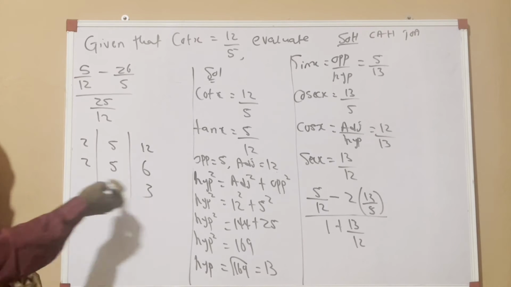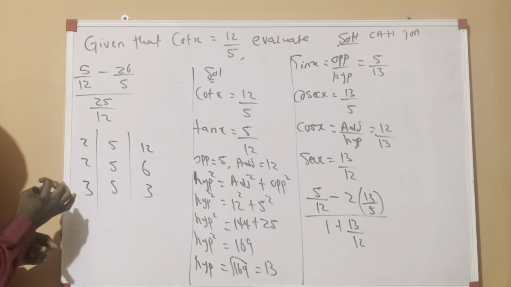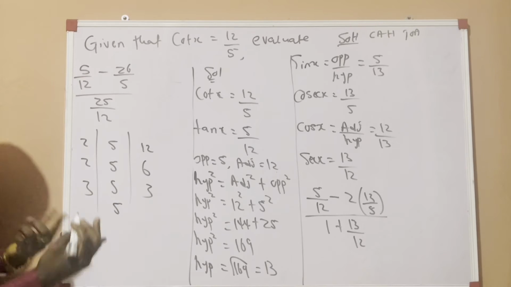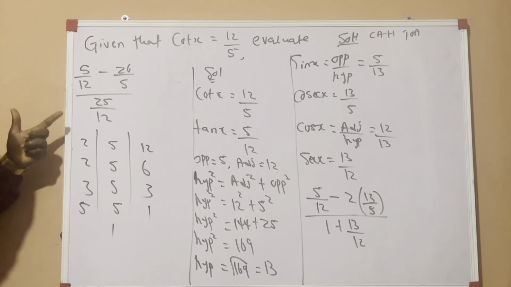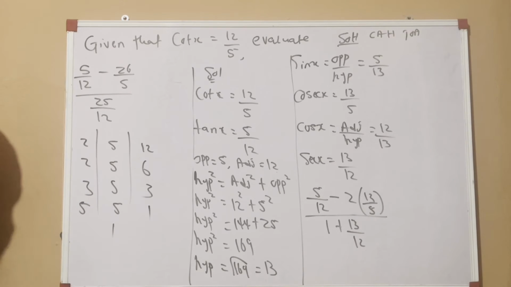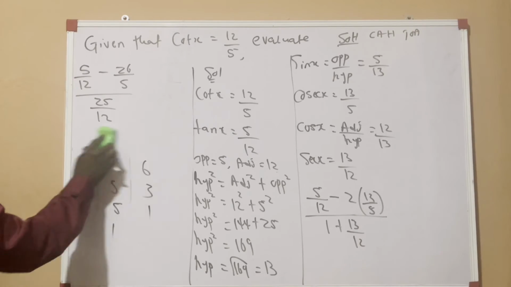Now 2 cannot go into any of these numbers, but what can go? 3. Now 3 into 5 is 5 because it can't go. 3 into 3 is 1. Then what can go? 5. 5 into 5 is 1. Simple. So what am I going to do? Multiply all of this. 2 multiplied by 2 gives us 4. 4 multiplied by 3 gives us 12. And 12 multiplied by 5 gives us what? 60. So the LCM of my numerator is 60.